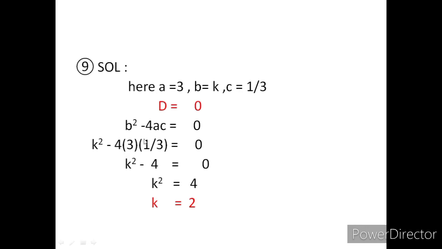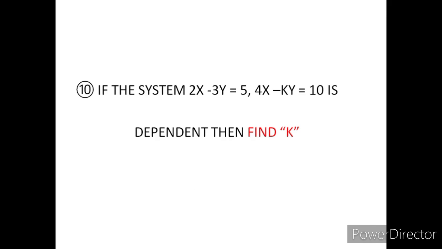Then you write down this 4 as it is. Then you write 3 in place of a, and 1 by 3 in place of c, is equal to 0. This 0 is carried forward. Then keep k square as it is. Here minus into plus, this 3 and this 3 should be cancelled. Therefore, 4 ones are 4, is equal to 0. You transpose minus 4, it becomes plus 4. Thereafter you transpose this square, it becomes root 4. Root 4 is nothing but plus or minus 2, isn't it? Then go for the 10th problem.